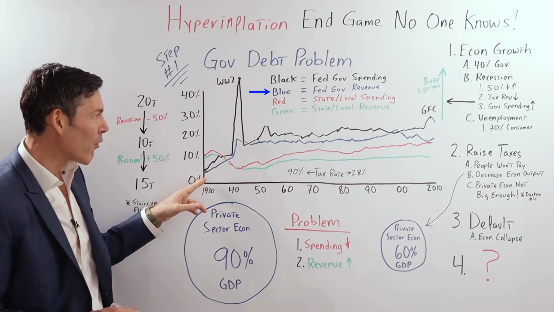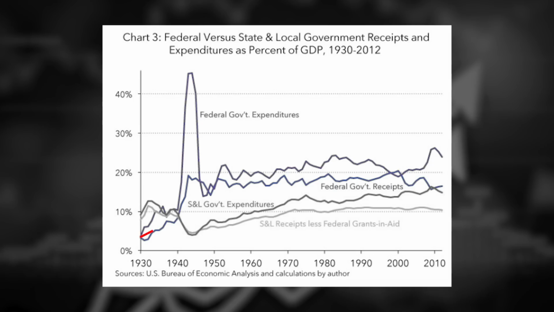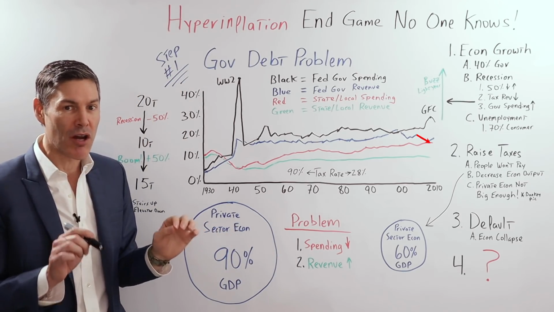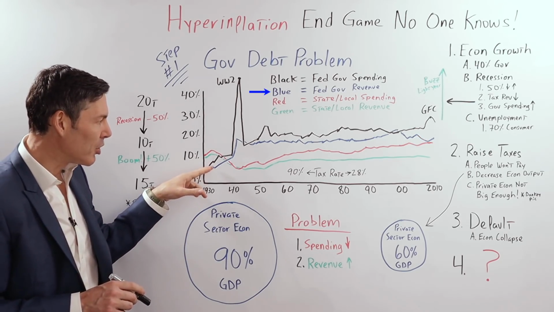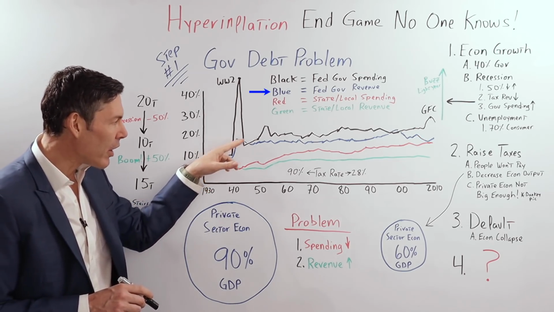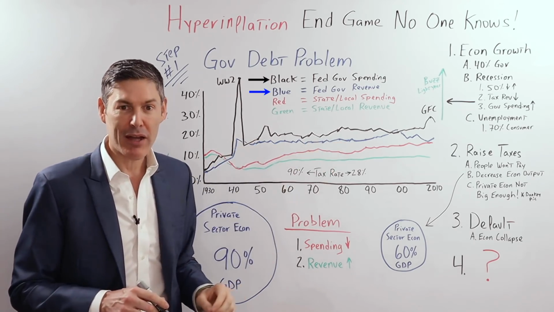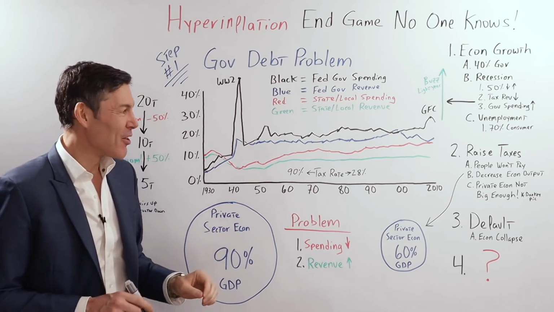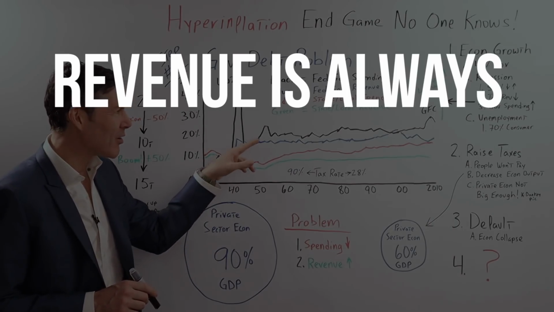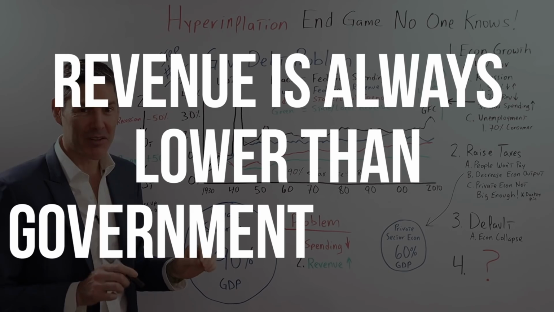The blue line represents the federal government revenue. So it starts off, goes up slightly, then pretty much flatlines. We have a little bit of an uptick there in the late 1990s because of the internet boom, but it comes back down. The main thing I want you to notice with this chart is the blue line is always under the black line. In other words, the revenue is always lower than the government spending.